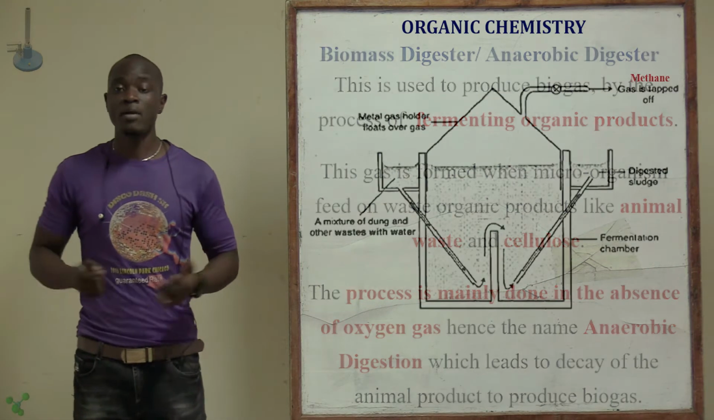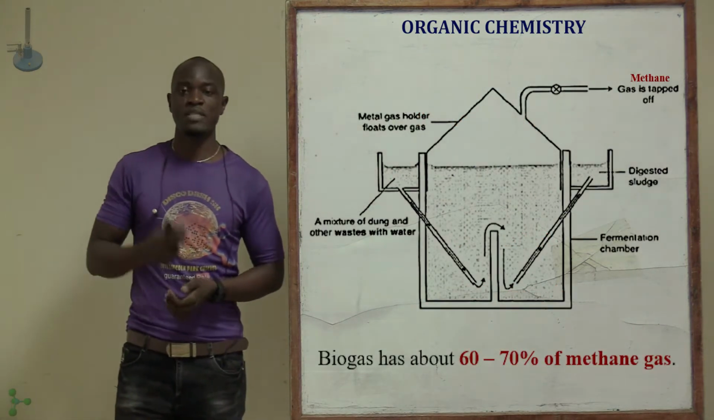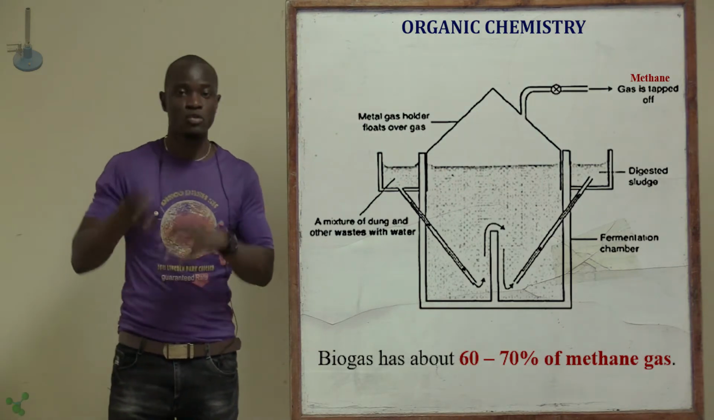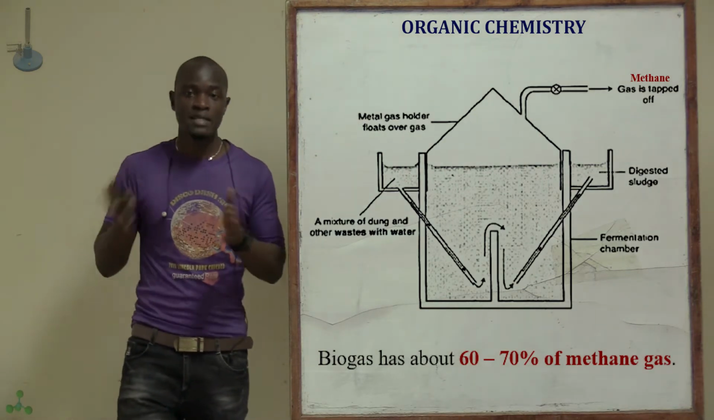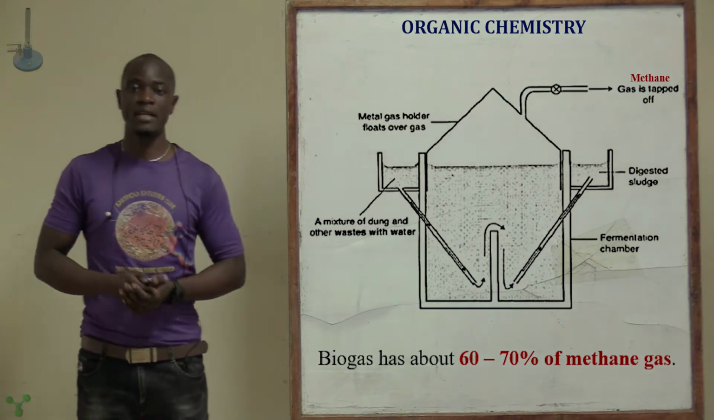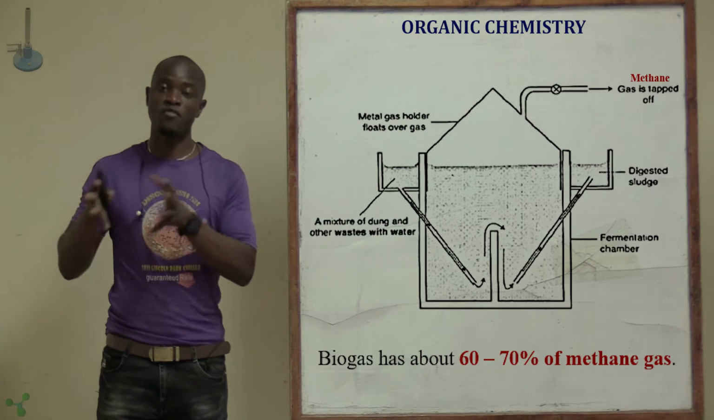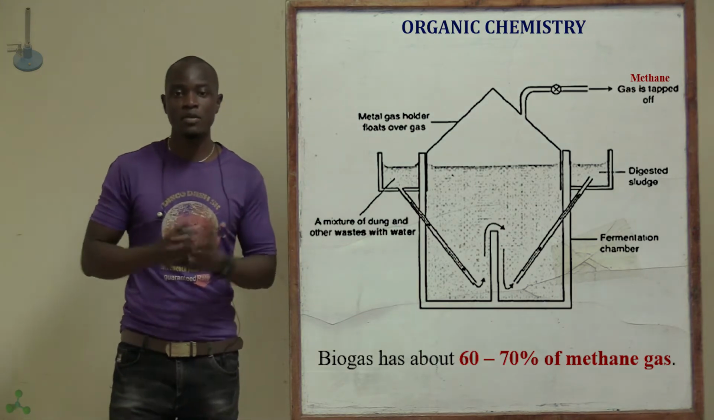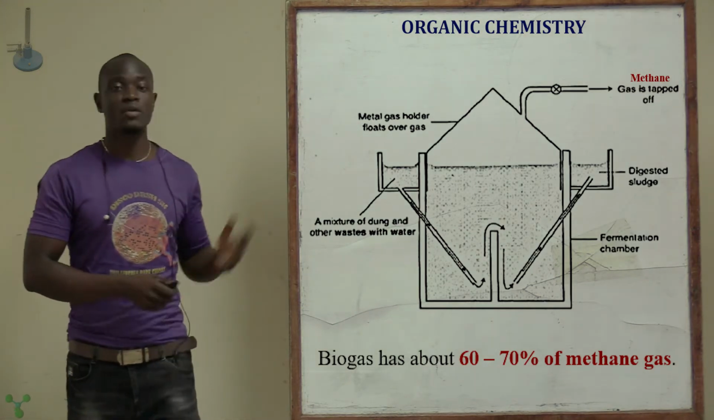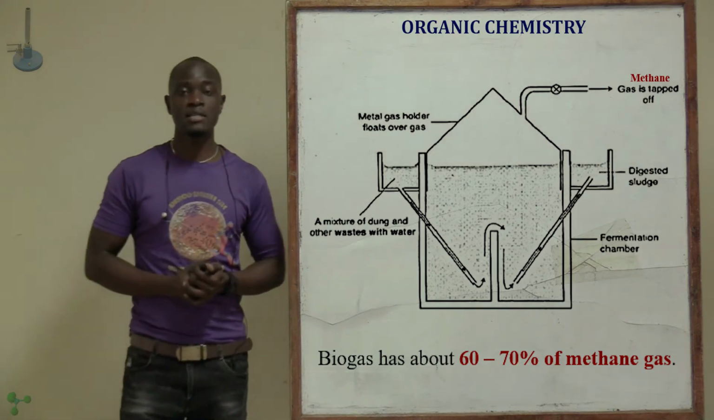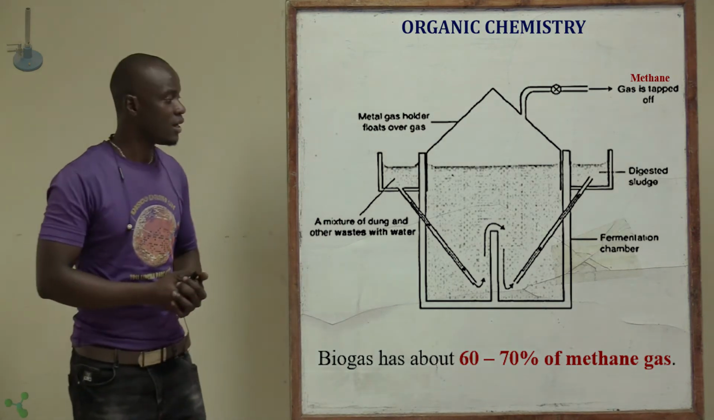So you see that biogas mainly contains about 65% of methane gas, between 60 to 70%. And the gas is mainly used for cooking, because that is the primary function of biogas. And below, as you can see, this is the diagram which summarizes how the biogas is formed at home.